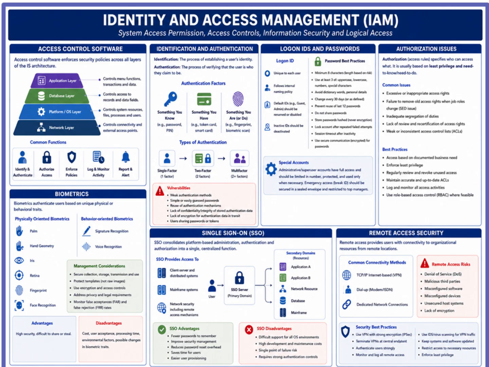The diagram also introduces biometrics, which use physical or behavioral characteristics to verify identity and strengthen authentication controls. From an audit perspective, IAM reviews typically focus on user provisioning, access approvals, password policies, multi-factor authentication, privileged accounts, segregation of duties, access reviews, and monitoring of user activity.